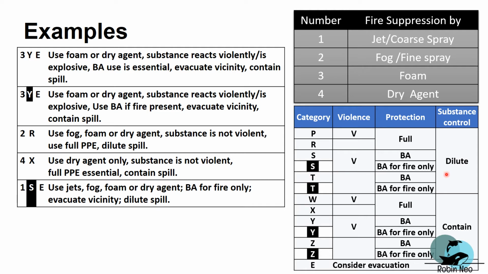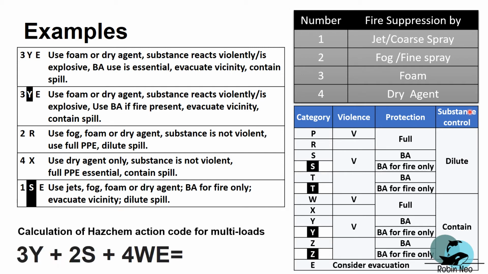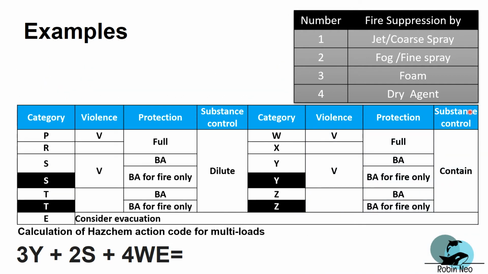Let's see the calculation of the HazChem action code for multi-loads or sites with multiple HazChem codes. Example. There are 3 substances to be carried as a multi-load, having emergency action codes of 3Y, 2S and 4WE. The first character of the EAC for each of the 3 substances is 3, 2 and 4. The highest number must be taken as the first character of the code for the multi-load and therefore the first character will be 4. The second character for the EAC for each of the 3 substances is Y, S and W.